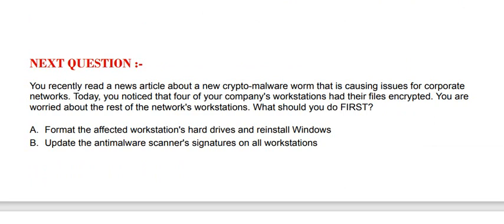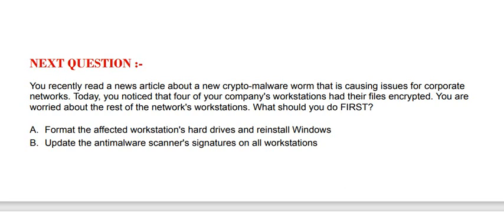Next question is, you recently read a news article about a new crypto malware worm that is causing issues for corporate networks. Today, you notice that 4 of your company's workstations had their files encrypted. You are worried about the rest of the network's workstations. What should you do first?